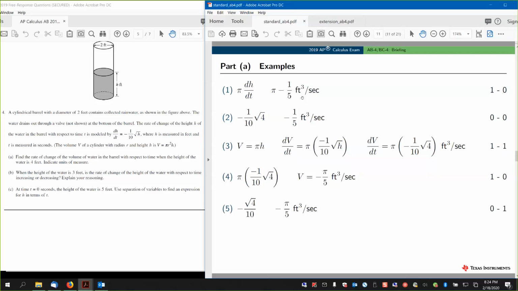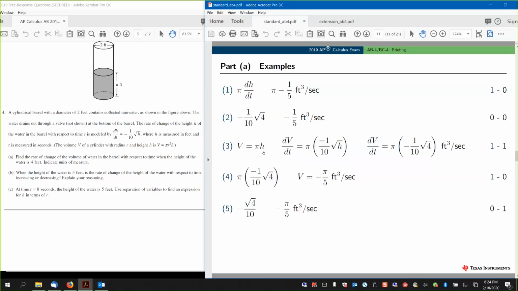In example 2 here, the derivative is wrong. Now, it's still possible to earn the answer point with some reasonable work, but there isn't any here. And besides that, the answer is wrong. So this earns a 0-0.